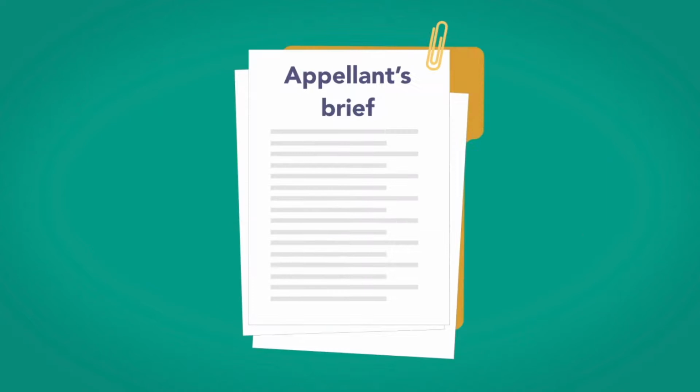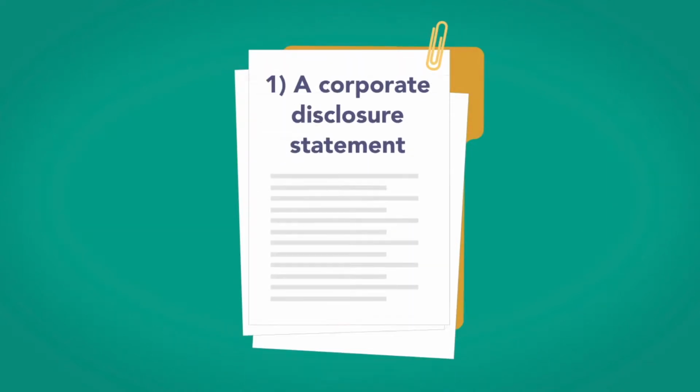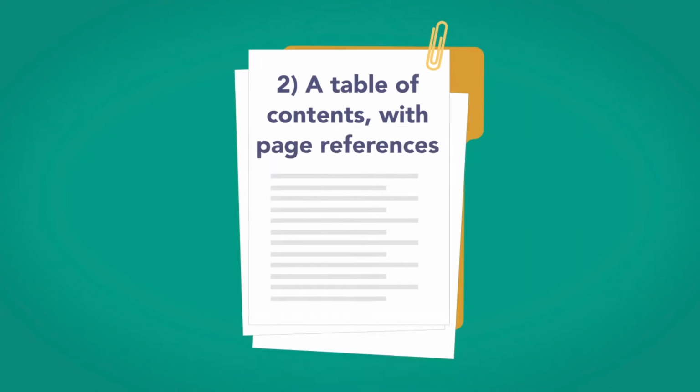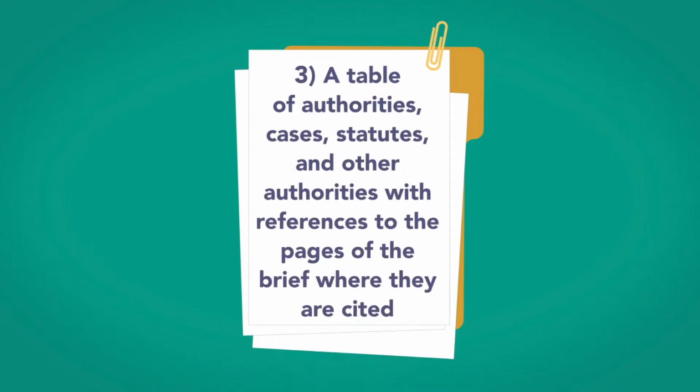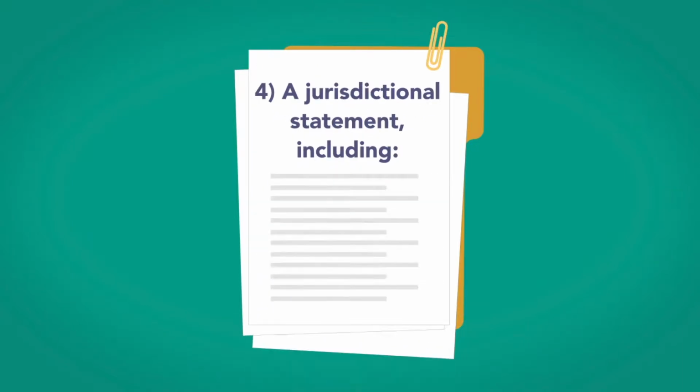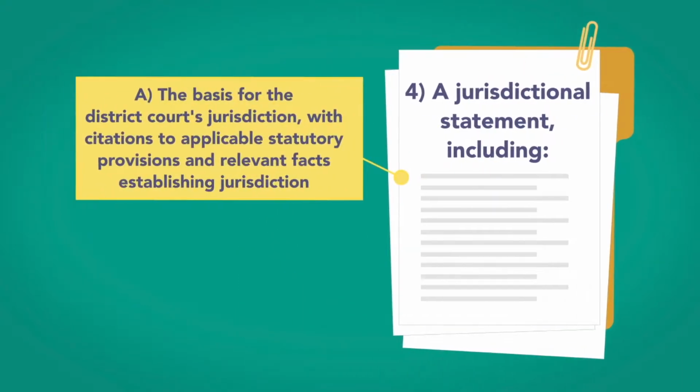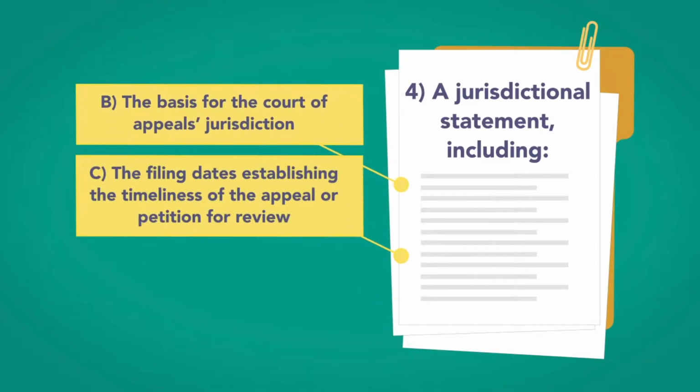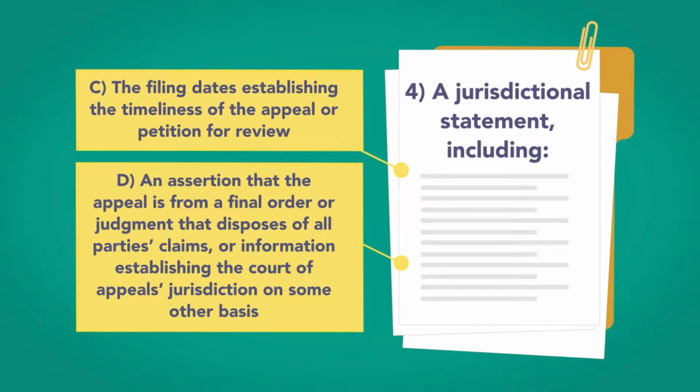Within that limit, the appellant's brief must contain the following. 1. A corporate disclosure statement, if required. 2. A table of contents with page references. 3. A table of authorities, cases alphabetically arranged, statutes, and other authorities with references to the pages of the brief where they are cited. 4. A jurisdictional statement, including the bases for the district court's jurisdiction with citations to applicable statutory provisions and relevant facts establishing jurisdiction, the bases for the Court of Appeals jurisdiction, the filing dates establishing the timeliness of the appeal or petition for review, and an assertion that the appeal is from a final order or judgment that disposes of all parties' claims, or information establishing the Court of Appeals jurisdiction on some other basis.